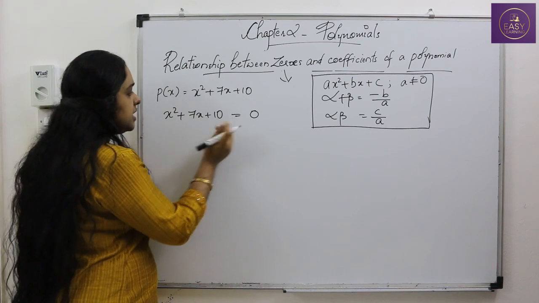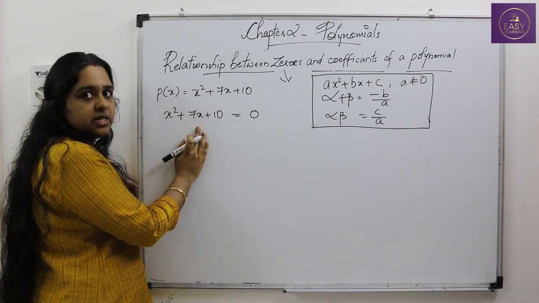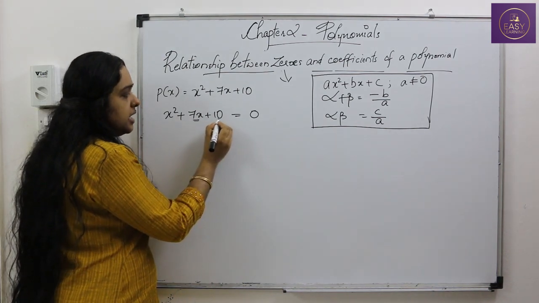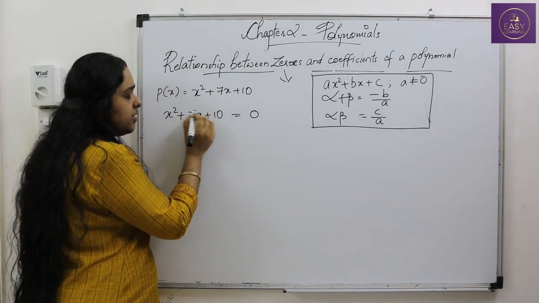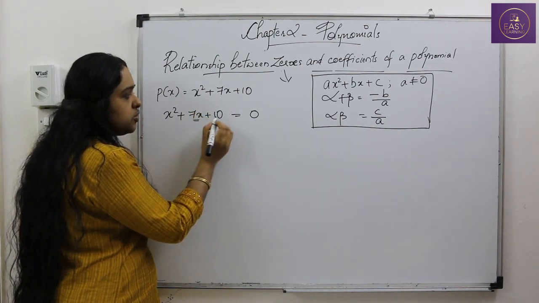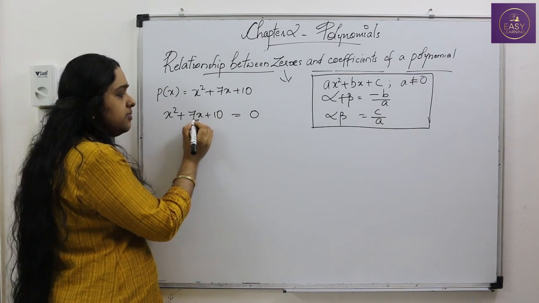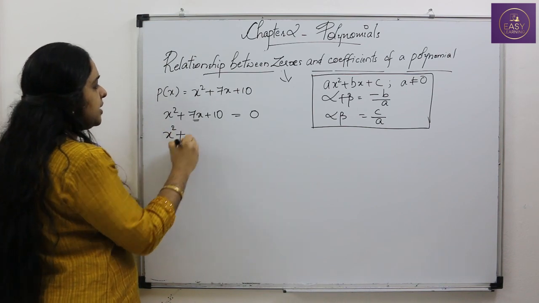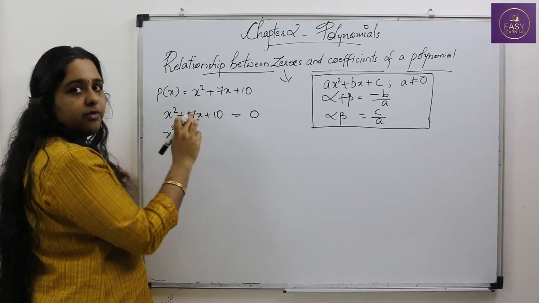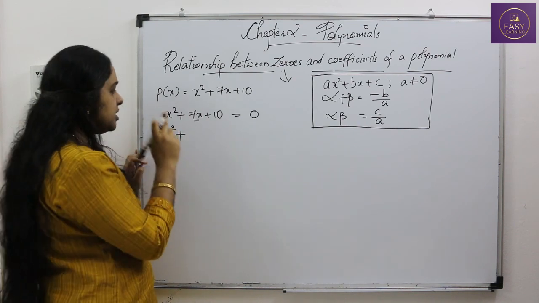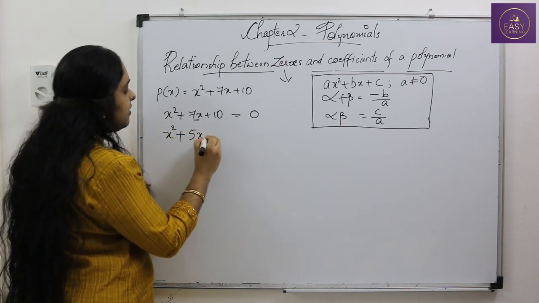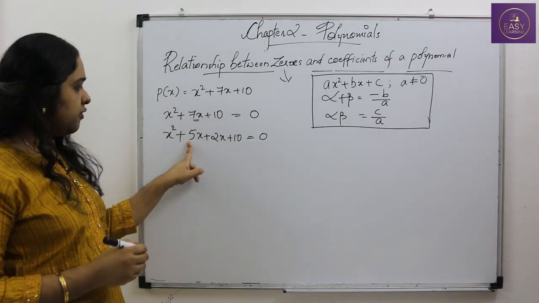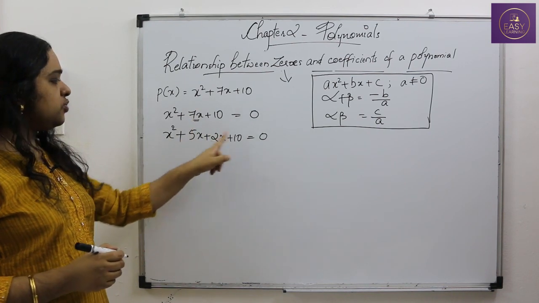How to solve this? We need to split the terms. Here it is 7x. When splitting, the product of those two numbers should be equal to 10 and the sum should be equal to 7. So what will be the numbers? 5 and 2. 5 into 2 is 10 and 5 plus 2 is 7. So we will make it x square plus 5x plus 2x plus 10 equals 0.